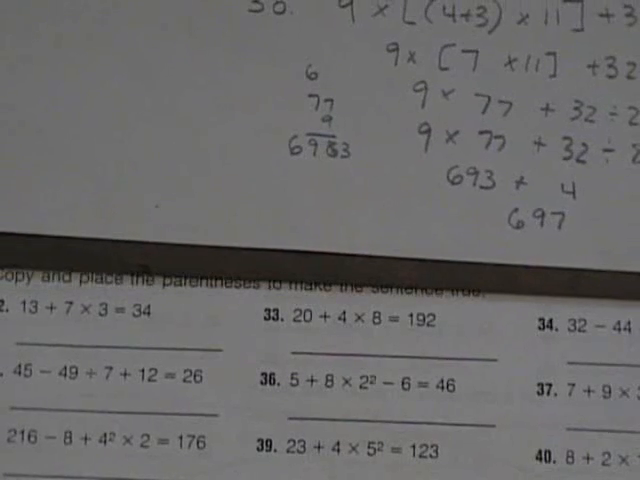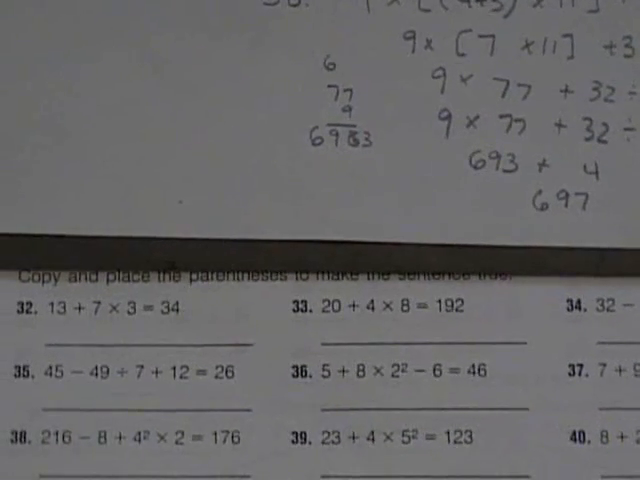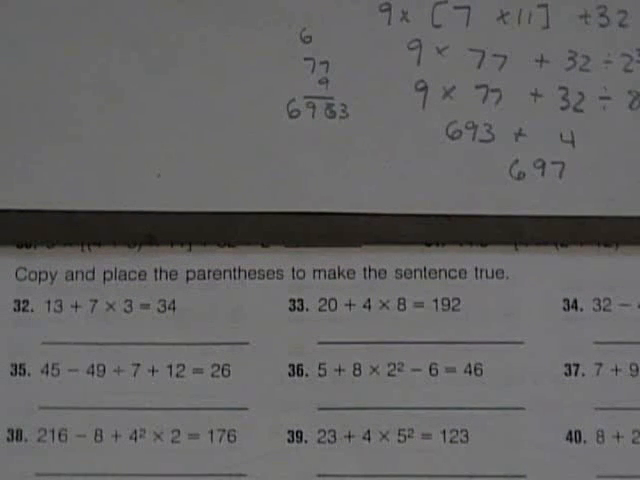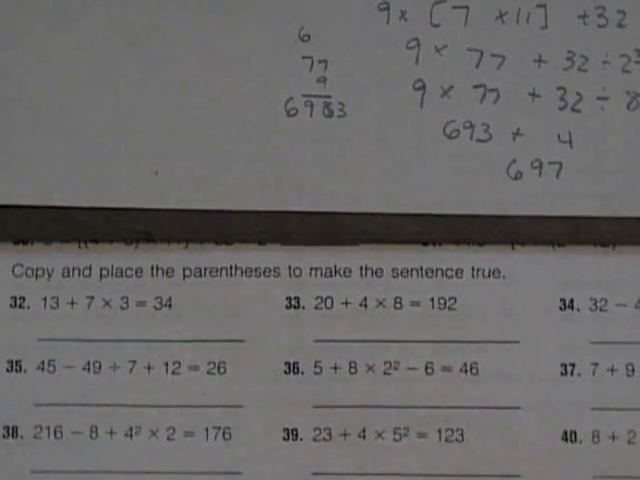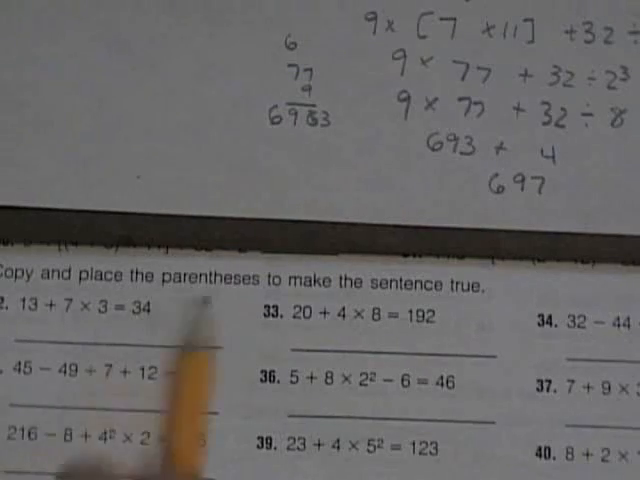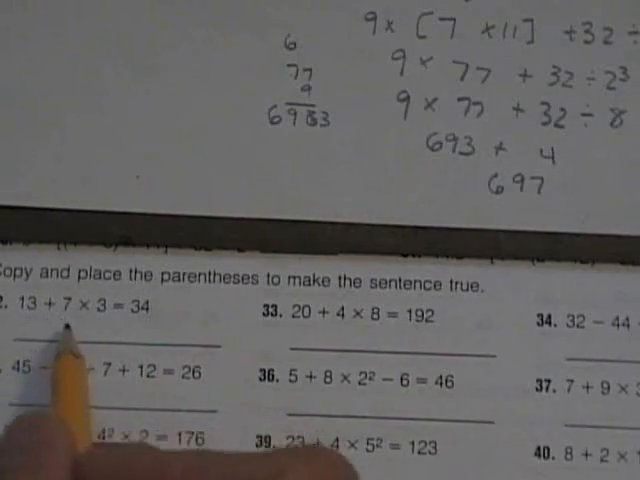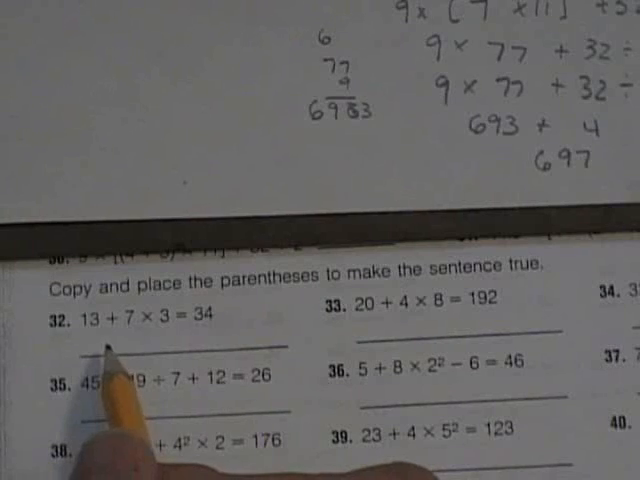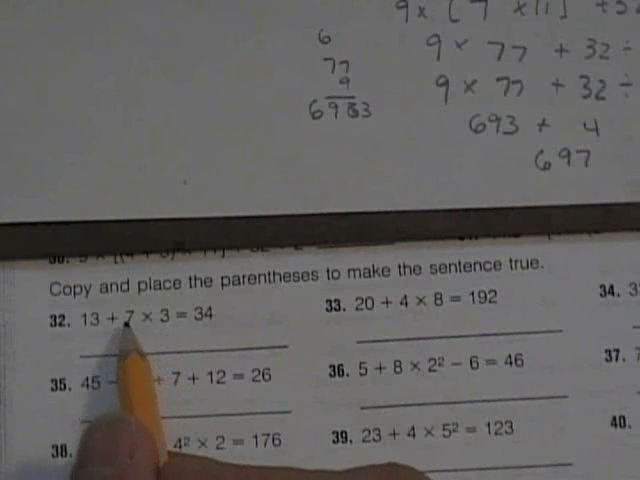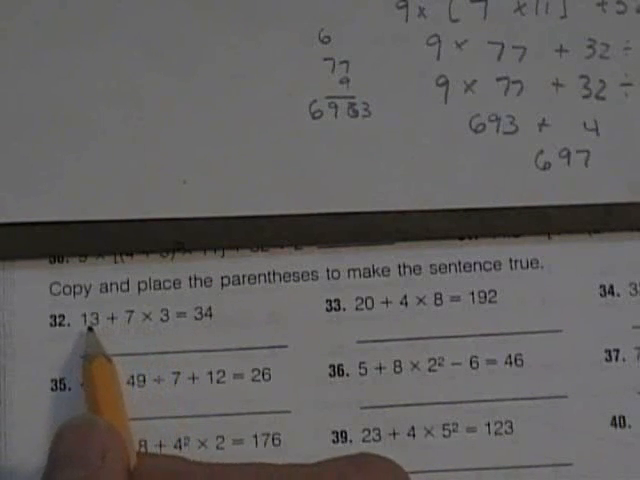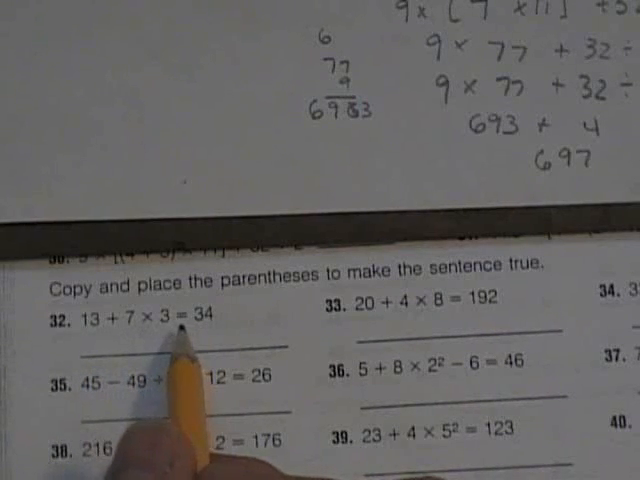Number 32. I want you to kind of understand what's going on here. It says copy and place the parentheses to make the sentence true. This means that a parenthesis is going to go somewhere in here in order to get to 34. Well, let's figure out if we need parentheses here first. In order of operations, we do multiplication first. Actually, we do parentheses. No parentheses, no exponents. Okay. 7 times 3, you're going to do that first because it's multiplication. That's 21. 13 plus 21 is 34. So, no parentheses are needed.